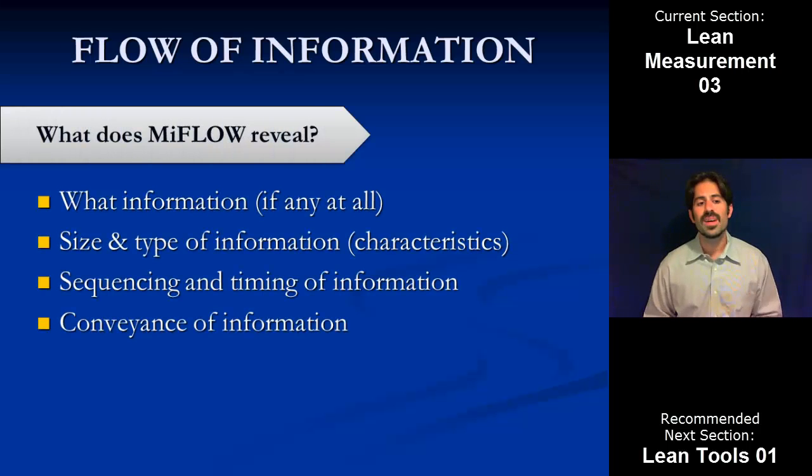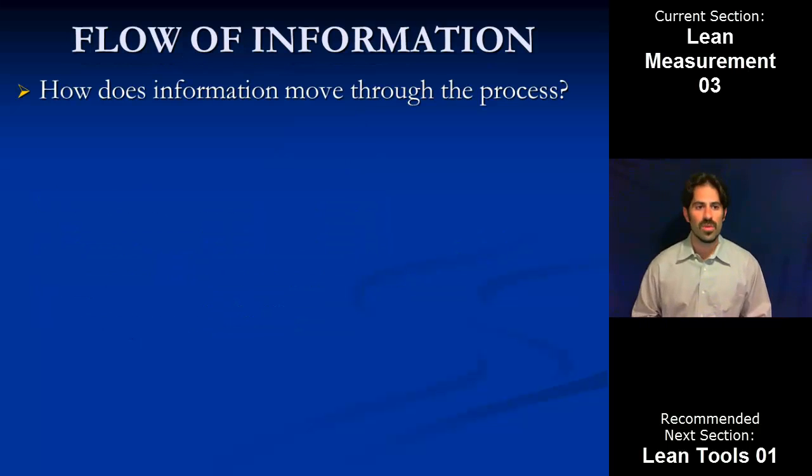What MiFLOW shows about that is it gives us clues about what type of information is provided, if there's any, and the size and type of information. So is it digital? Is it on a piece of paper? Is it on a napkin? What does it look like? Who's getting it? Where's it going? That ties into the sequencing and timing of information. Does it get there too late, too early, when they need it? Is it in order, out of order? And then the conveyance of it. Does someone deliver it by hand? Is it an email? How are we communicating? That's what we're really looking for.